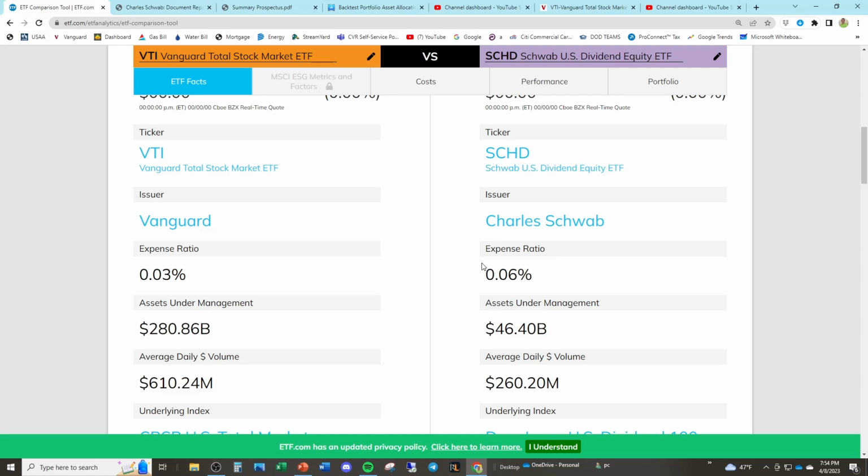Today, we are going to compare two very popular ETFs on YouTube. On the left, Contender 1, we have the Vanguard Total Stock Market ETF. And on the right, Contender 2, much smaller, weaker, flabby. We have the SCHD ETF, the Schwab US Dividend Equity ETF.